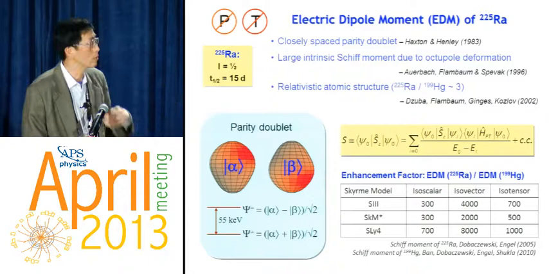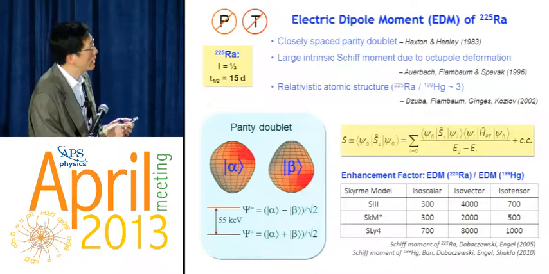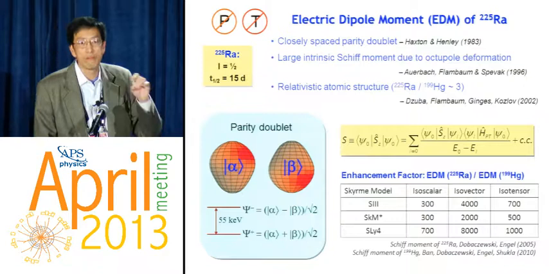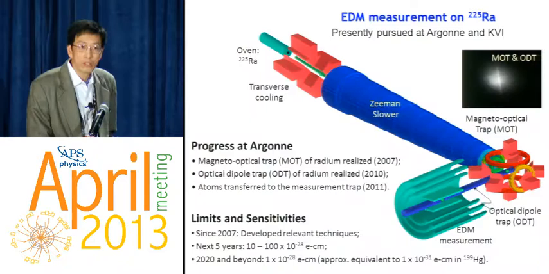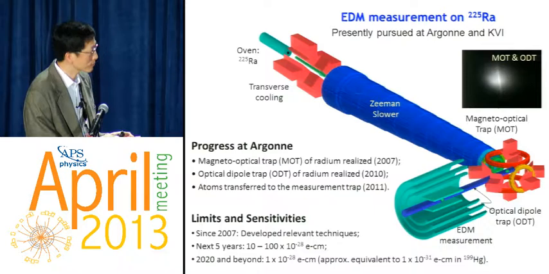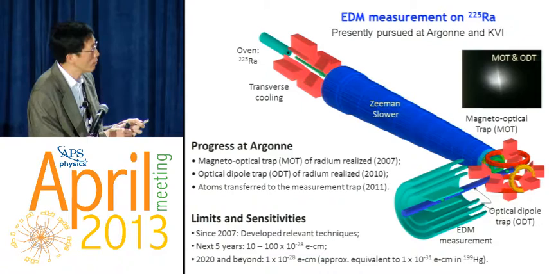But there's a catch. Radium-225 is radioactive with only a 15-day half-life. So again, we're dealing with a very small amount of atoms to start with. We need the laser trap to concentrate these precious atoms for us to do the measurement. So currently, there are 2 groups pursuing this approach. Well, our group at Argonne, and there's another group at KVI in the Netherlands doing these experiments.